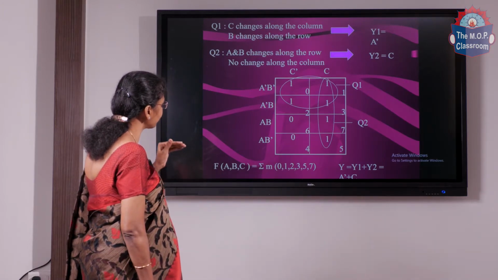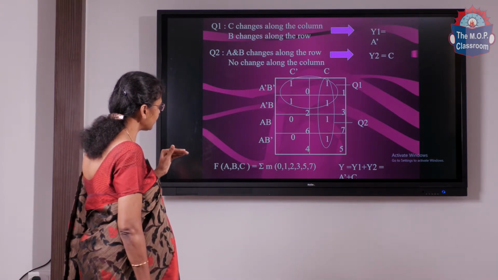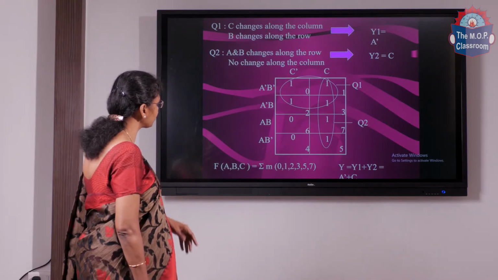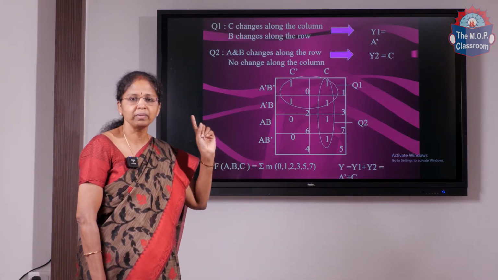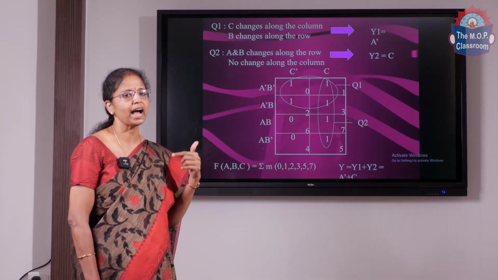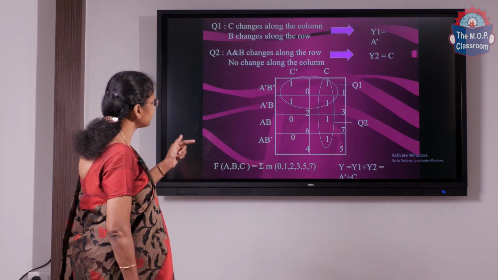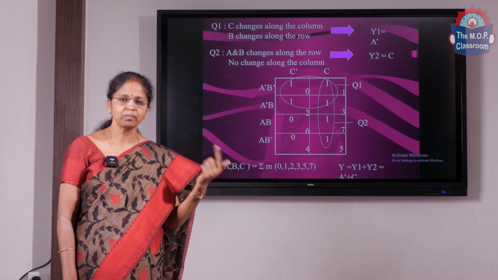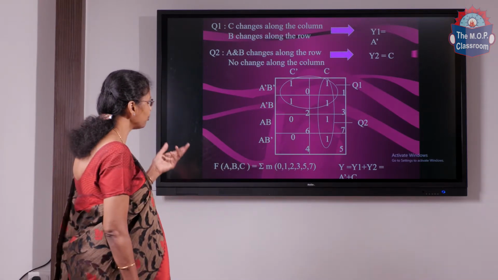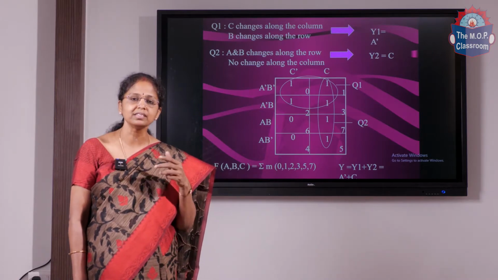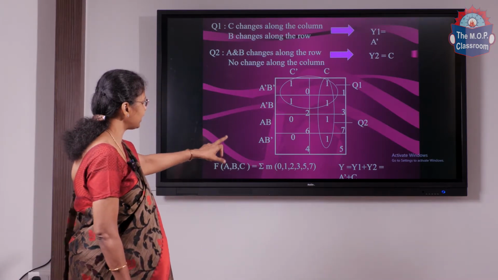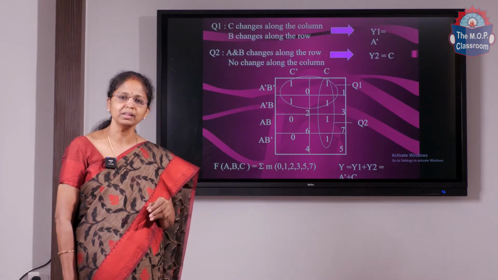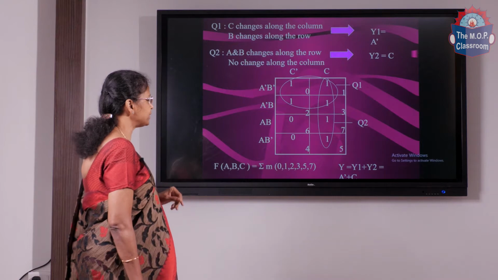So, as we move from one row to another row, both A and B change. Say as we move from row 1 to row 2, B changes from complemented to uncomplemented form, so we have to drop B. Similarly, as we move from the second row to the third row, A changes from complemented to uncomplemented form. So, we have to drop both the variables A and B. Finally, we are left with the variable C. So, quad 2 is represented by the variable C. So, y2 is equal to C.